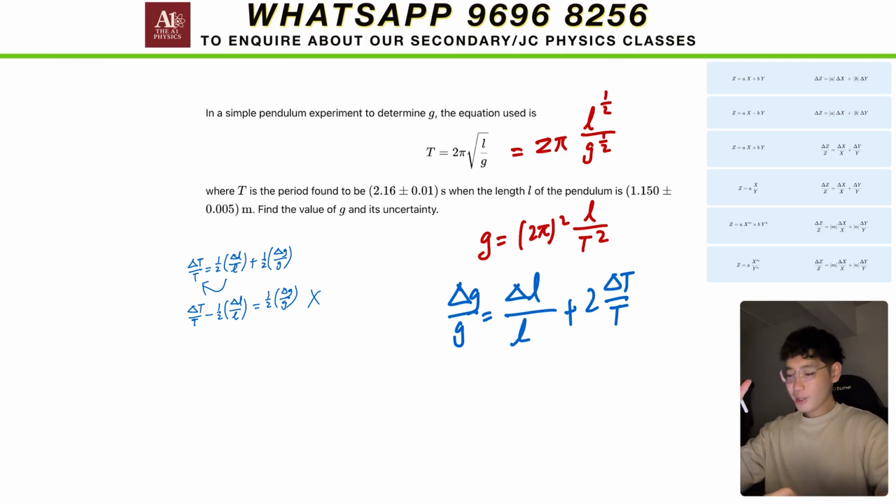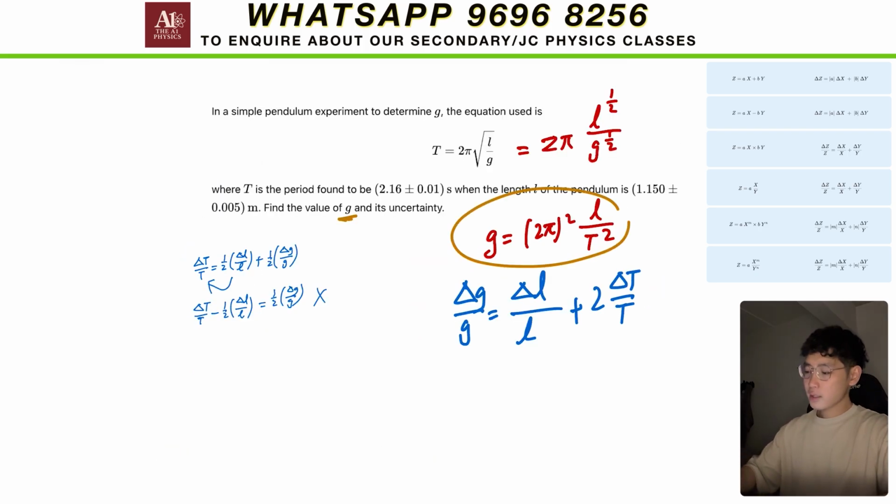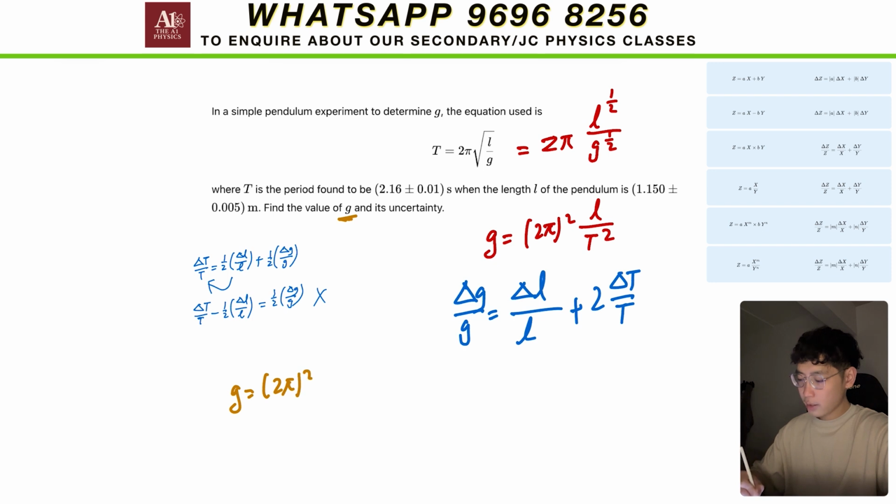But before we solve this equation, we first have to find the measured value of g, right? To find the measured value of g, we just ignore the uncertainties, similar to the last question. When we want to find the actual value of the diameter, we just ignore the uncertainties and focus on these values. So simply we just sub the values in. We have g equals 2 pi squared times L. For the value of L, we ignore the uncertainty and take the measured value of L, which is 1.150, over T squared. So for T, the measured value is 2.16, which equals 9.73, right?